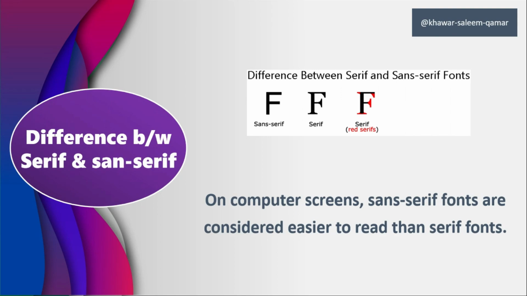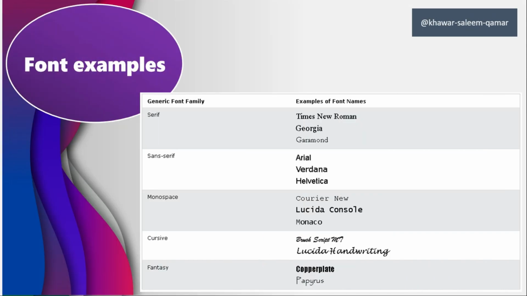So this is the difference between serif and sans-serif. The first one right here, this F, is sans-serif. It doesn't contain any sort of strokes at its edges, whereas this serif font, as we talked about, contains extra strokes around the edge of each character. So this is the difference between serif and sans-serif. By tradition, on computer screens, sans-serif fonts are more readable than serif fonts.